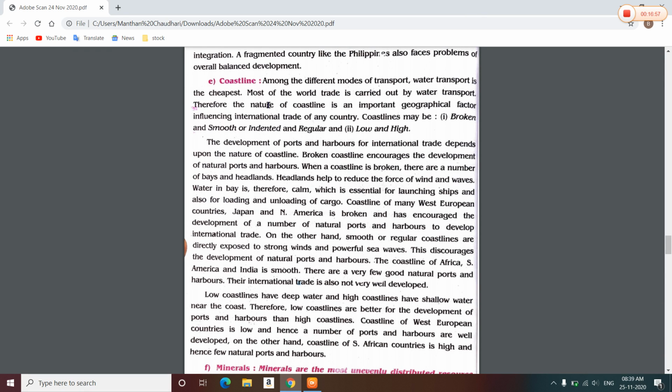The nature of coastline is an important geographical factor that influences the international trade of any country. For example, India, having a peninsular location, has well-developed international trade because there are different ports, harbors, etc. in the south, on both sides of India, east as well as west.